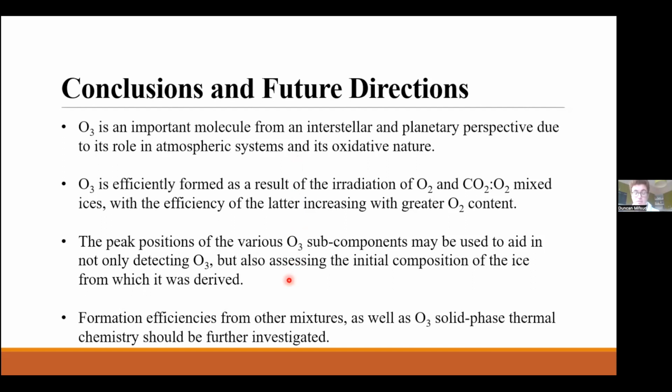And so that might be useful for future JWST missions or any of the slew of missions that are going to be launched towards the Jovian system in the next 2 or 3 years. And finally, it does show us that we need to really try and constrain the formation efficiencies from other mixtures and see what other kind of chemistry ozone can participate in.